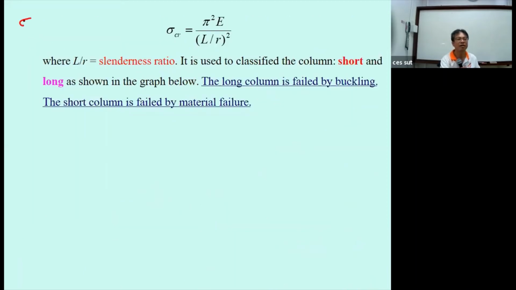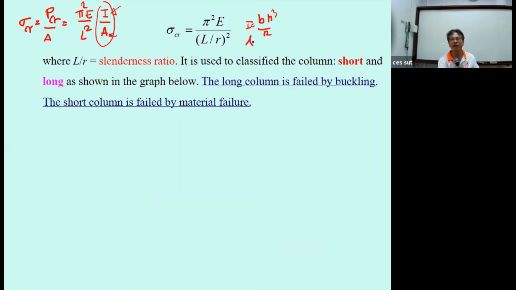Okay, and based on this discussion, there is the critical stress. The critical stress is going to be the P critical divided by the A. And based on this, we have what? Pi squared E I over L squared and A. Why are we putting things like this? Because the I is a property of the section. I equal to B H cubed over 12. And the A is also a property of the section. A equal to BH. Okay, and we define the radius of gyration R squared equal to I over A, and R equal to the square root of I over A. Okay, based on this, the equation will be pi squared E divided by L over R, squared.